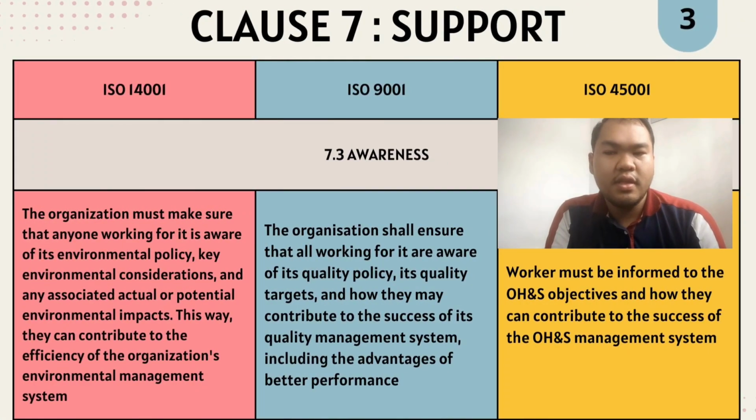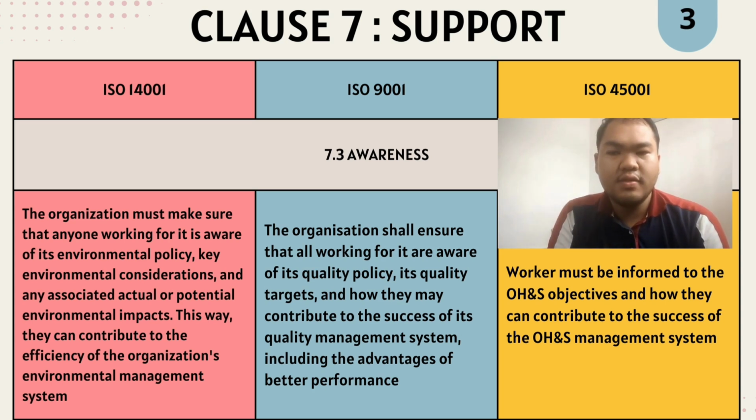Next is 7.3 Awareness. For ISO 14001, the organization must make sure that anyone working for it is aware of its environmental policy, key environmental considerations, and any associated actual or potential environmental impacts. This way, they can contribute to the efficiency of the organization's environmental management system.